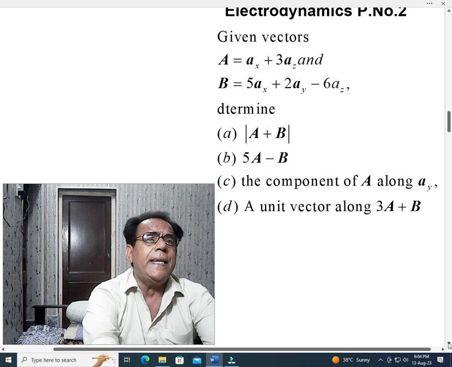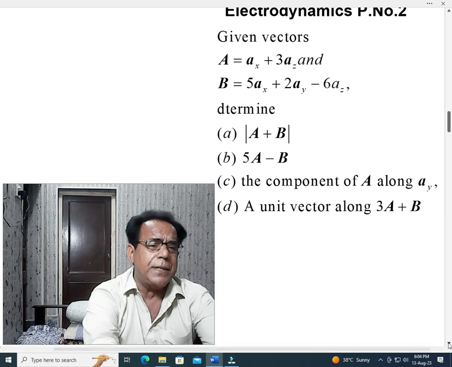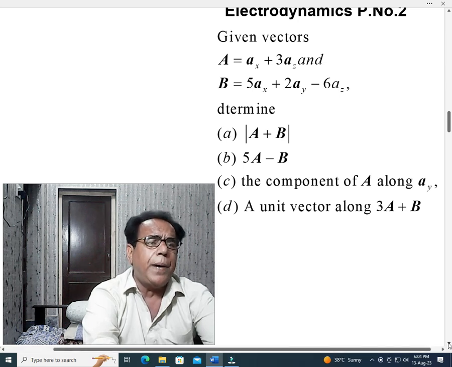Now problem number 2. Given vectors A equal to this and B equal to this, determine: part A, the magnitude or modulus value of A plus B; part B, 5A minus B; part C, the component of A along ay; part D, a unit vector along 3A plus B.